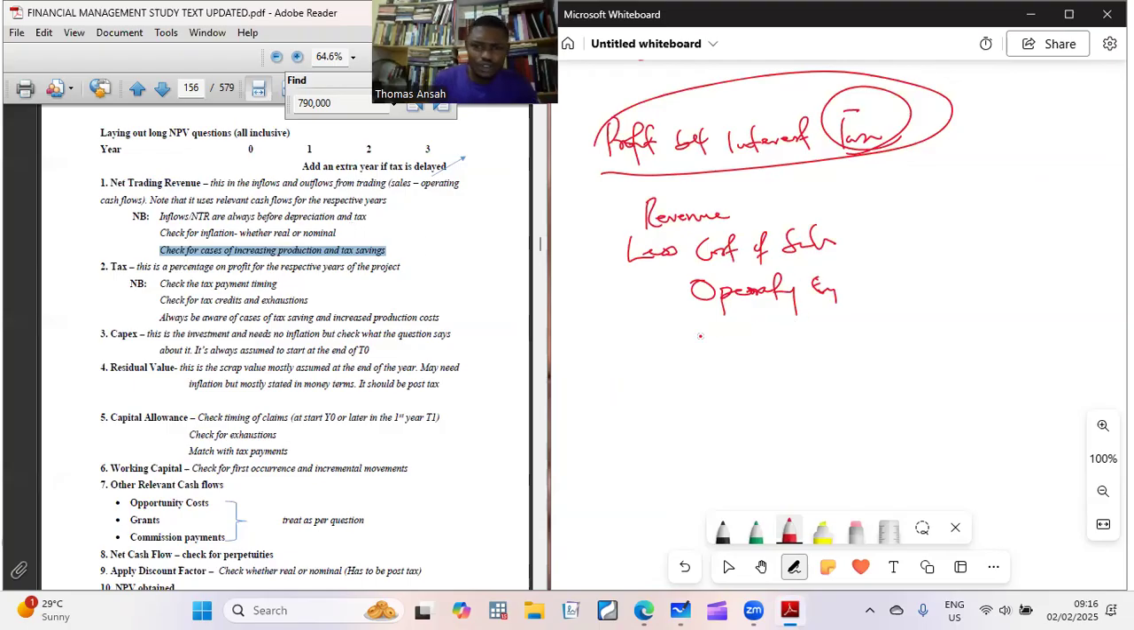Immediately you get your net trading revenue, which we call profit before interest and tax, please tax it and check the timing of tax payment. The question can always tell you that they pay it in the same year. Also check for tax credits and tax exhaustions. Be careful. This is the situation.